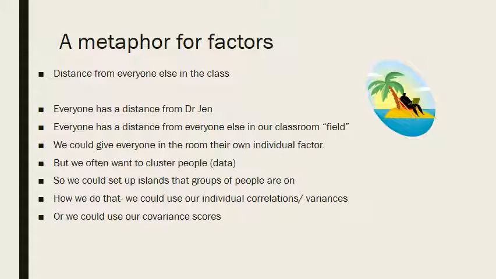We can do that by looking at correlations or variances, which would be a principal component analysis, or we could do that by looking at covariance scores between every pair of data, which would be a factor analysis. So some people find this helpful to think in terms of, okay, remember, we're looking for islands which have items, questions on them, measurements of constructs on them, not looking for each individual question.